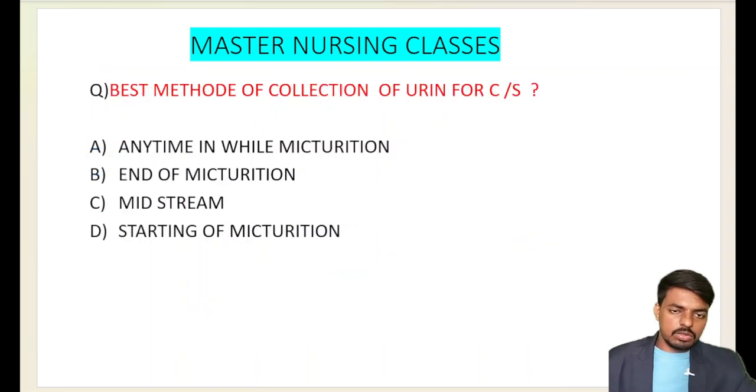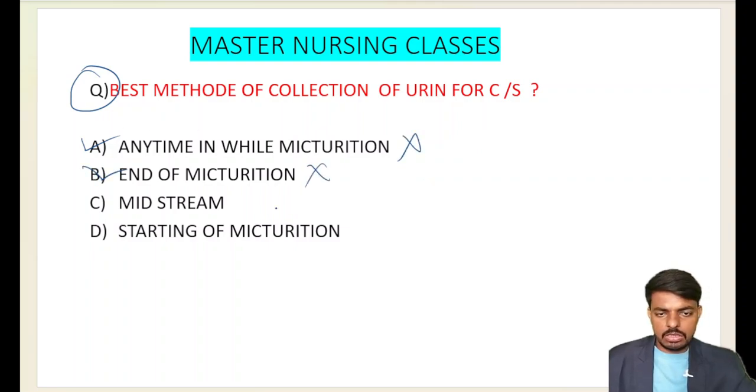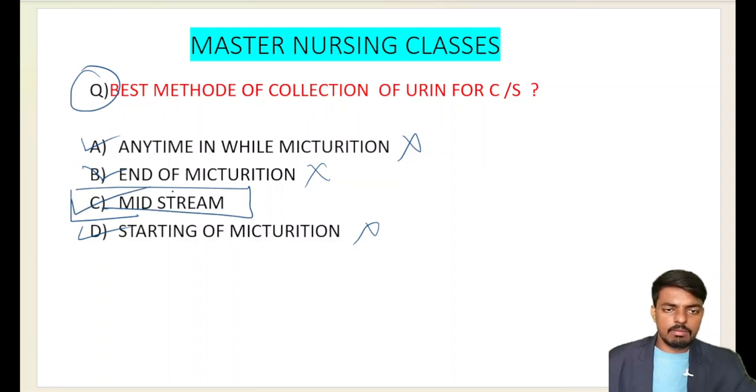Best method of collection of urine for C&S. Can we collect anytime once the flow of micturition has started? No, this is not like this. We will not collect at the end of the micturition, and we will not collect at the starting of the micturition either. The best sample is always the midstream urine for urine culture and sensitivity.